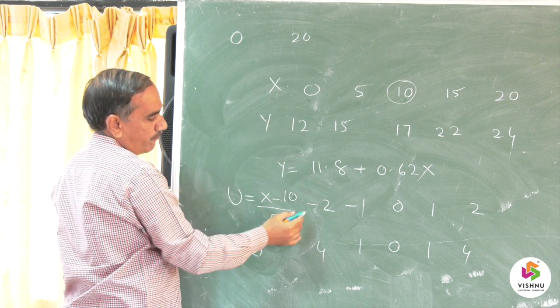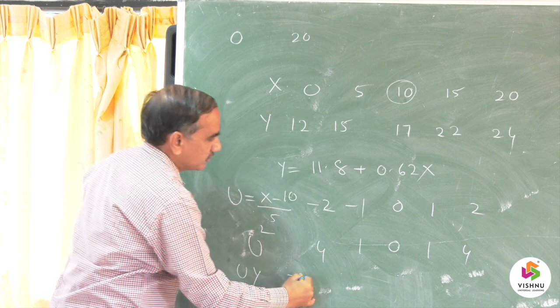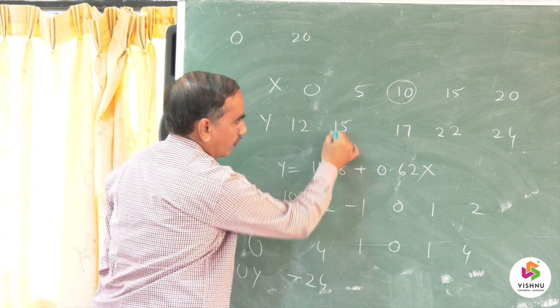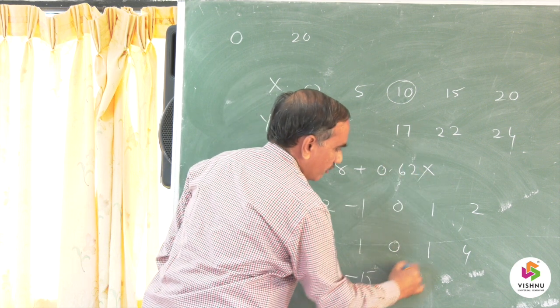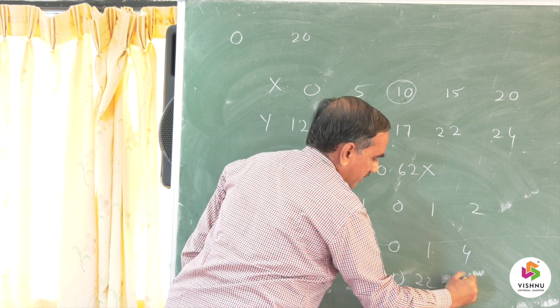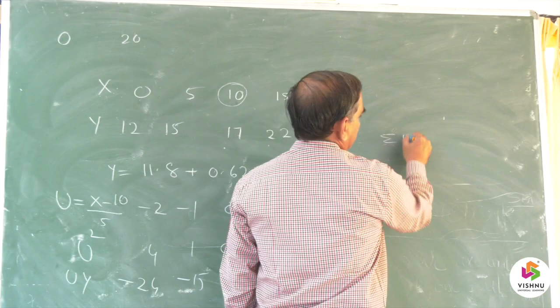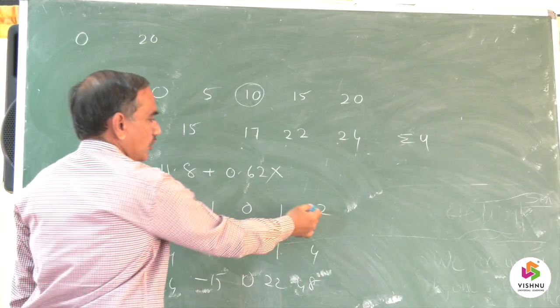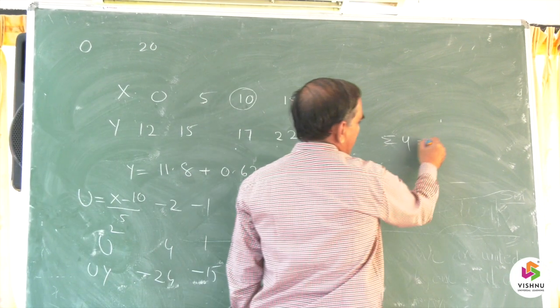U is equal to minus 2, y is equal to 12. So u into y is minus 24. Minus 1 into 15, minus 15. 0 into 17, 0. 1 into 22. 2 into 24, 48. Now we can calculate sigma u. Sigma u is equal to 2 plus 1, 3, 3 minus 3, 0. Sigma u is equal to 0.